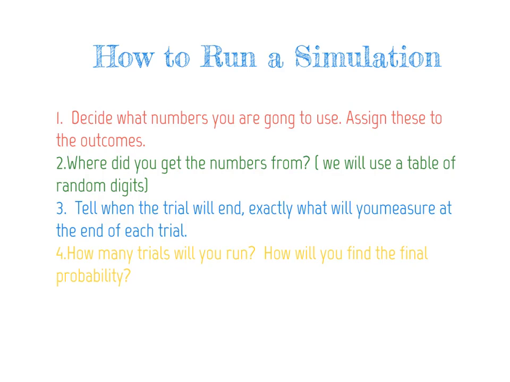Number 2, where did you get your numbers from? We are all going to use the table of random digits. Number 3, tell when the trial will end, exactly what you will measure at the end of each trial. So you're going to basically tell me how you know a trial is ending. How are you going to group the numbers from the random digit table together? And how do you know when the trial ends? And 4, how many trials will you run? How will you find the final probability?